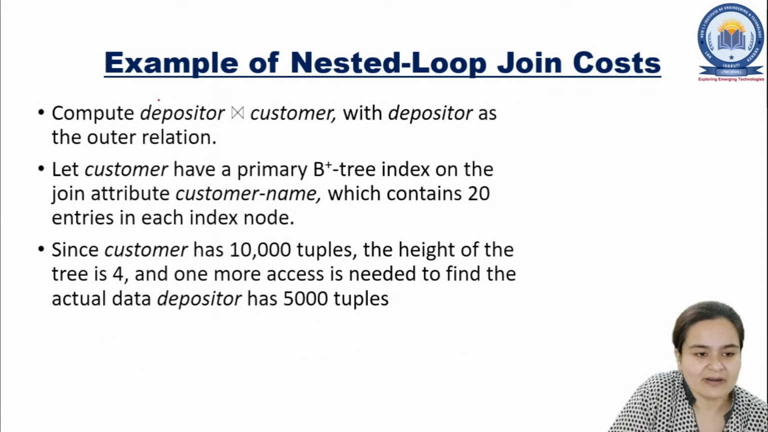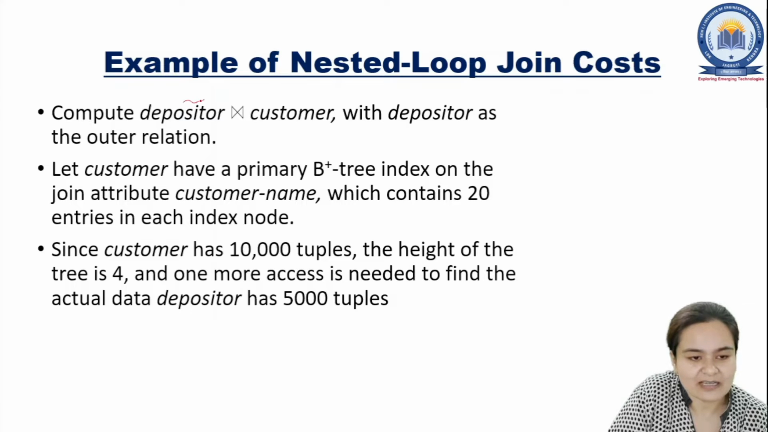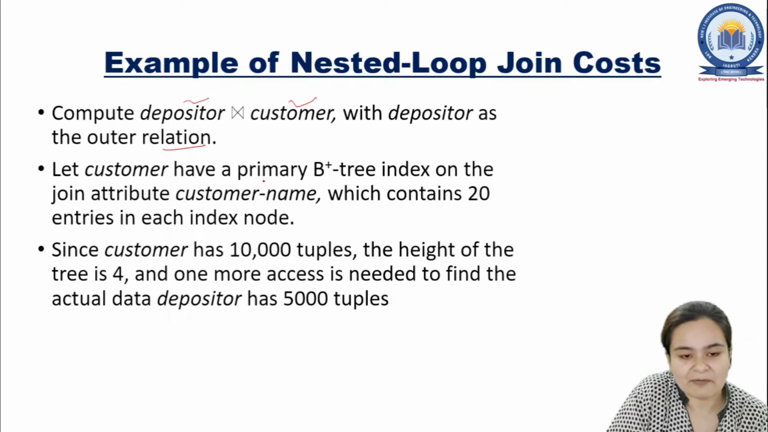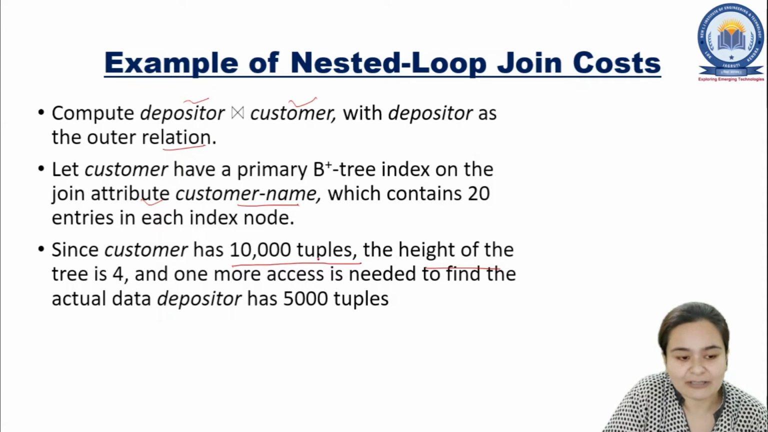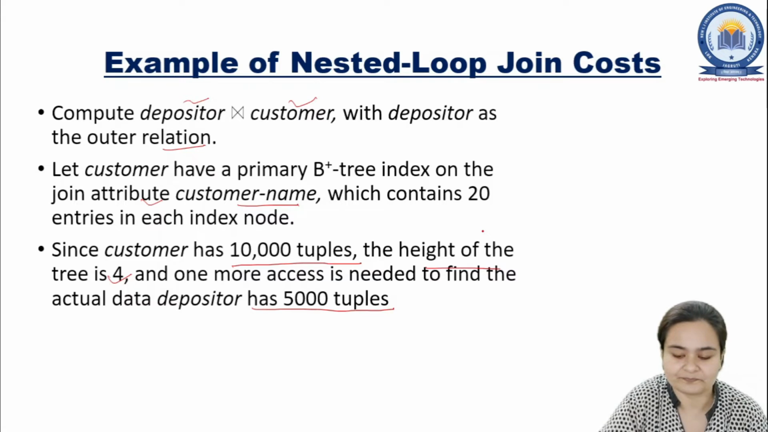So for an example, suppose we have to compute this depositor and customer join with depositor as the outer relation. Let customer have a primary B plus tree index on the join attribute customer name, which contains 20 entries in each of the index nodes. Since customer has 10,000 tuples and the height of the tree is 4, one access is needed to find the actual data for 5,000 tuples.